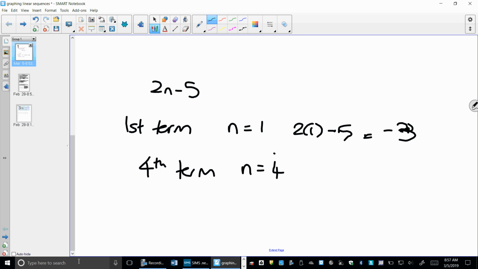So the third term was when n was 3. Okay? Now remember, it's when the n value is that number, it's not that 3 is the answer to it. So the fourth term, we would now work out 2 lots of 4, take away 5. So 2 lots of 4 is 8, take away 5 is 3. So the first term was negative 3, the fourth term was 3. We can find any term by substituting into this rule, yes?